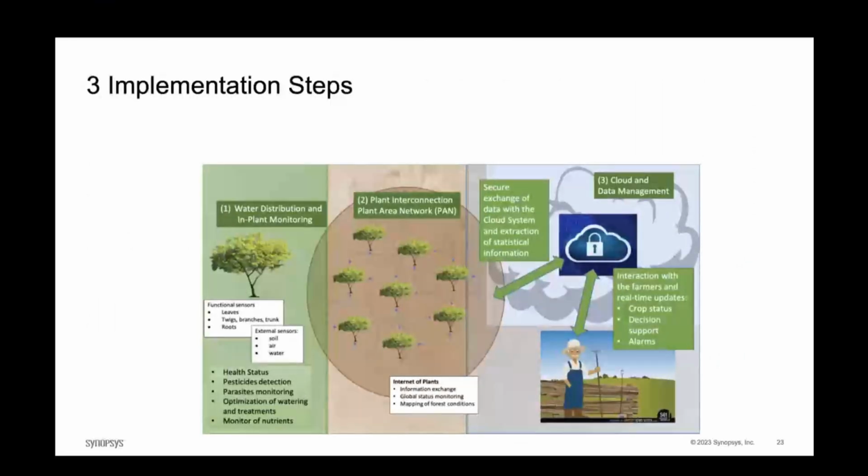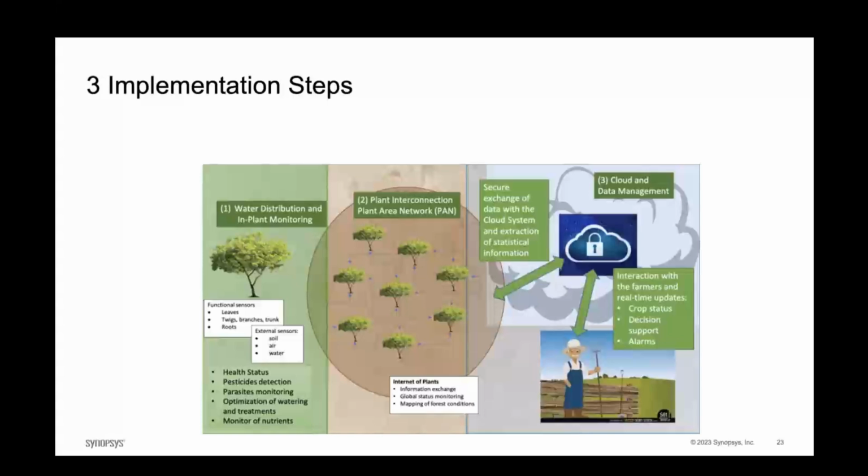There are three implementation steps: the water distribution and plant monitoring, and the plant interconnection, which we call the plant area network, where we have the internet of plants, information exchange, and global status management. And by the way, plants already communicate. They emit volatile organic compounds, some gases, and through those gases they communicate their health and how they are growing. And of course, we have the cloud management for that.